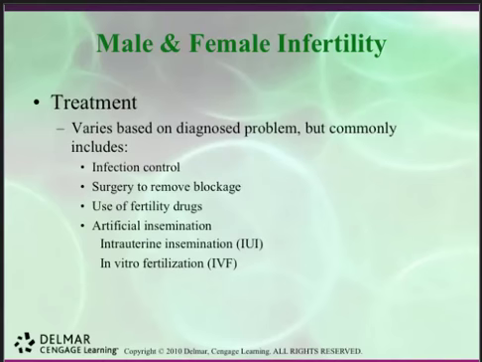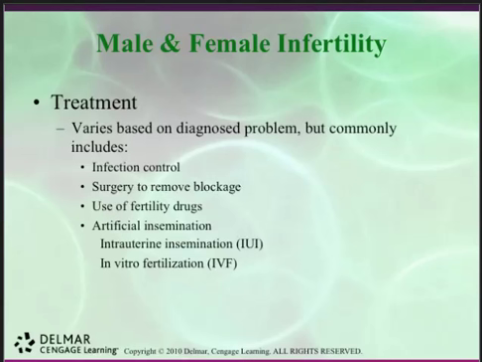What are the treatments? Well, it varies based on the diagnosed problem, but it commonly includes infection control, surgery to remove the blockage, the use of fertility drugs, or, in extreme cases, artificial insemination. This is insemination, rather. This is a fertilization that takes place completely outside the urogenital system, generally in a test tube. There are different types of artificial insemination. There's intrauterine insemination, IUI, and in vitro fertilization, or IVF.